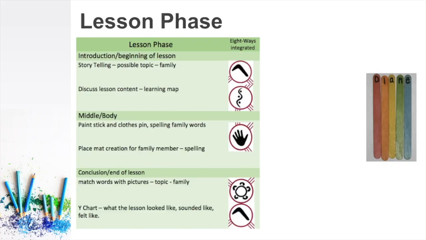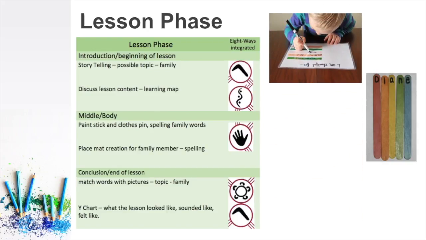They can also create a placemat for a chosen family member where they'll use their spelling skills to spell these words. This is also a non-verbal spelling activity. To conclude the lesson, the students can be involved in a match words activity where they match pictures of a possible family member to the word, and they can finally conclude the lesson by completing a why chart where they fill in what the lesson looked like, it sounded like, and what it felt like. So reflecting on their learning, which is another important point of the 8 Ways framework.